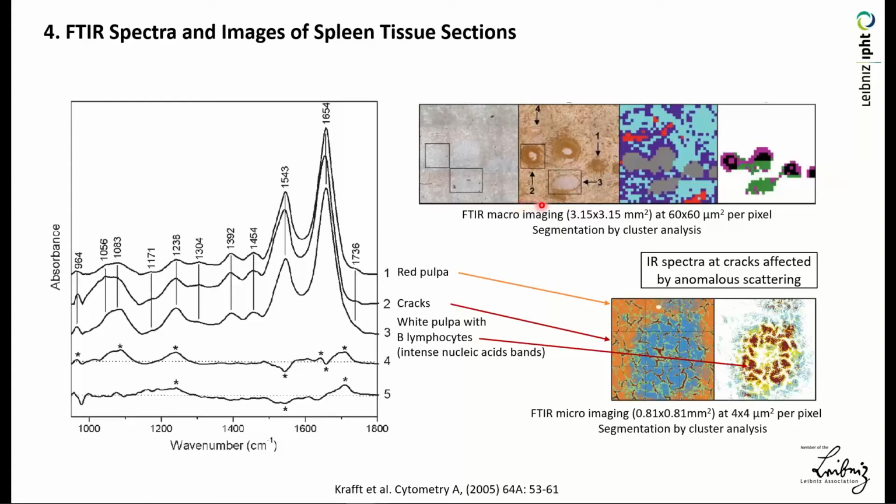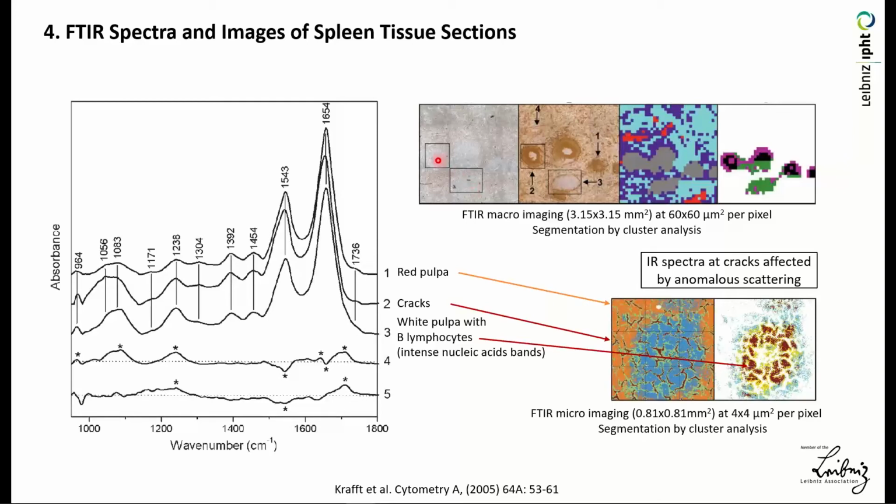So a parallel tissue section was prepared, and the B and T cells were stained, and this gives a contrast. The FTIR image was segmented by cluster analysis, and here the gray cluster for the follicles was further analyzed by a second cluster analysis, and this contrast nicely agrees with the immunohistochemical staining.